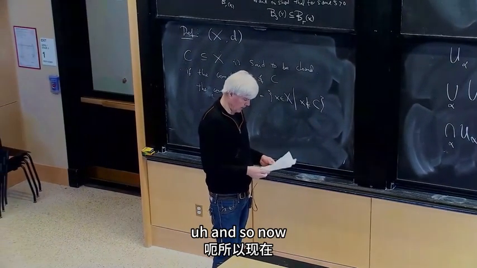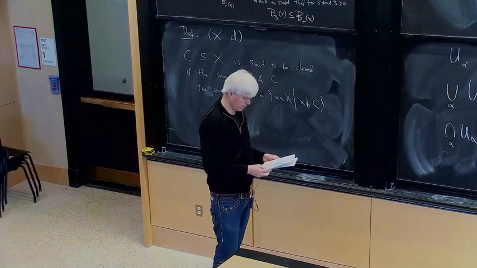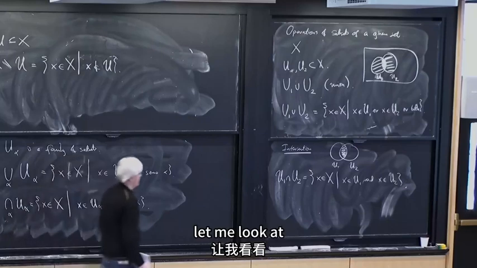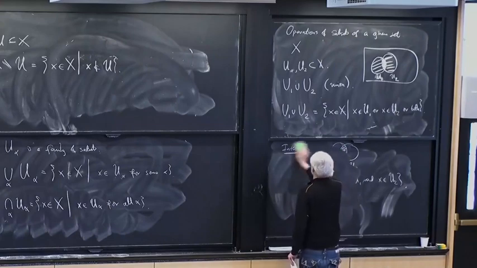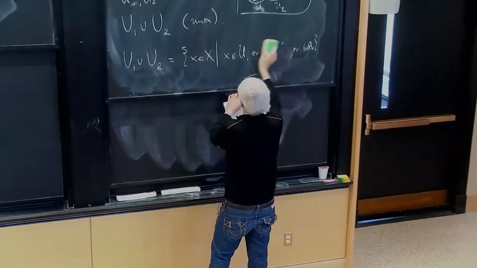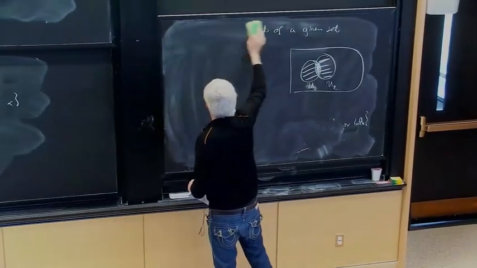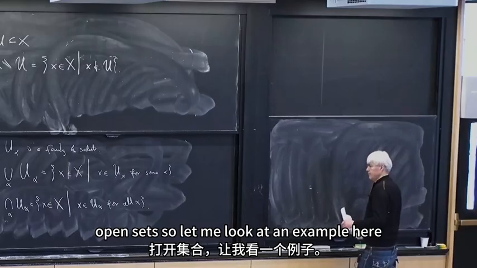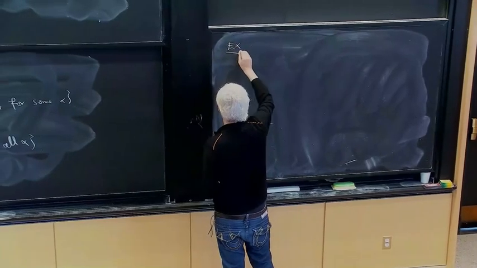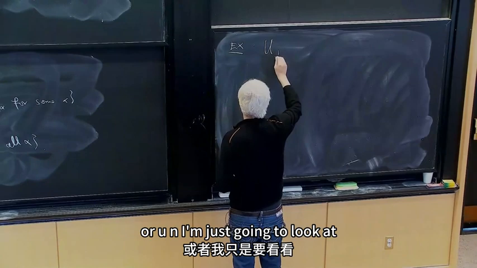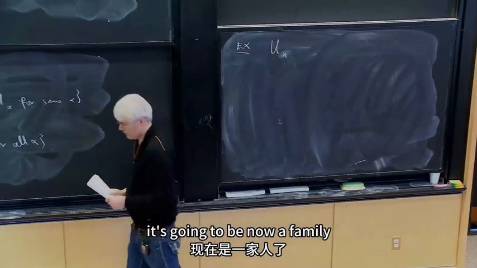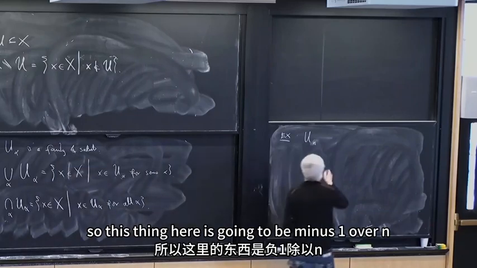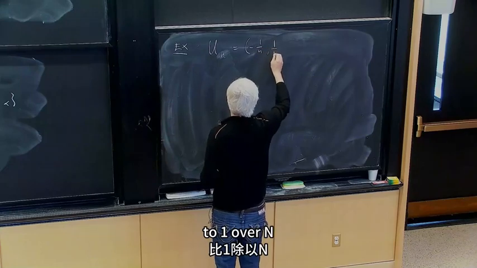Okay, and so now let me look at some example. In particular, let me look at an example of this, and then let me prove something about open sets. Suppose that U alpha, or U_n, is now a family of subsets of the real line, and they're going to be indexed by the natural numbers. So this thing here is going to be minus 1 over n to 1 over n.